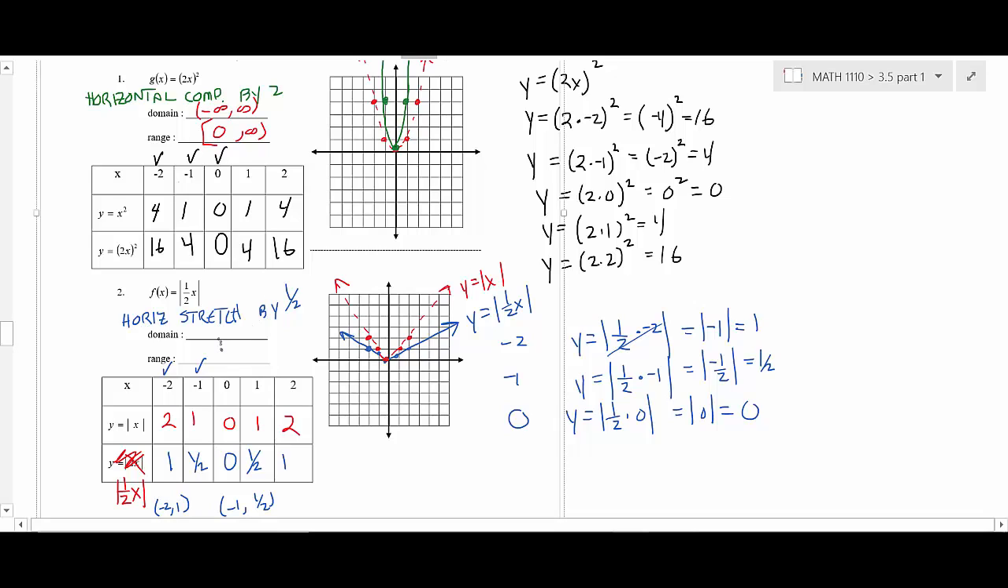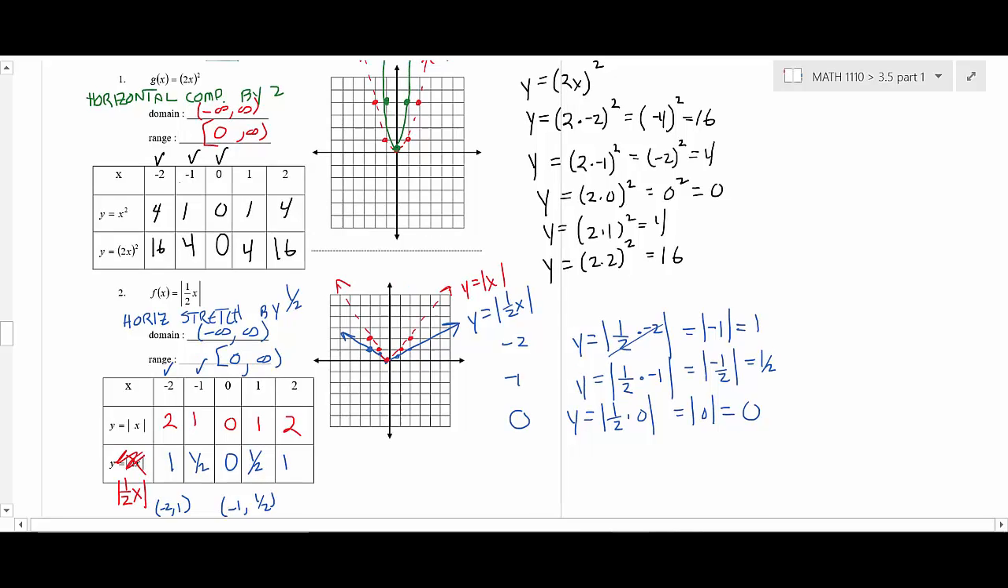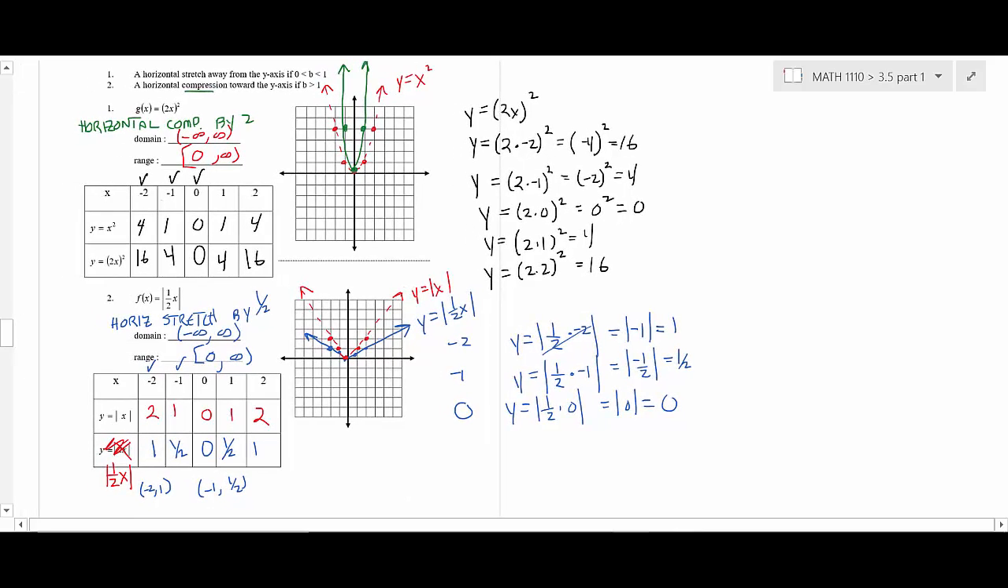Okay, all right. So the domain on this one, again, is all real numbers. The range on this is just like the last one. The lowest value of y is 0. The y's get bigger infinitely, so we would say bracket 0, infinity like that. Okay, so that's called a horizontal stretch or compression.